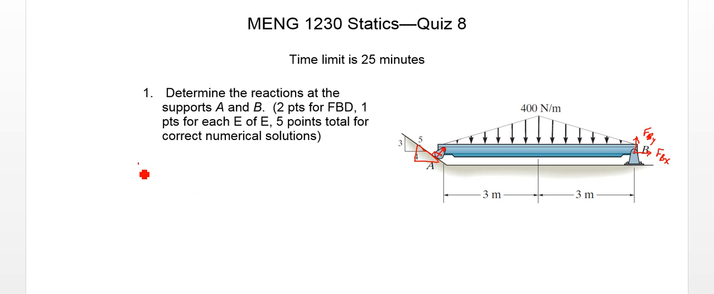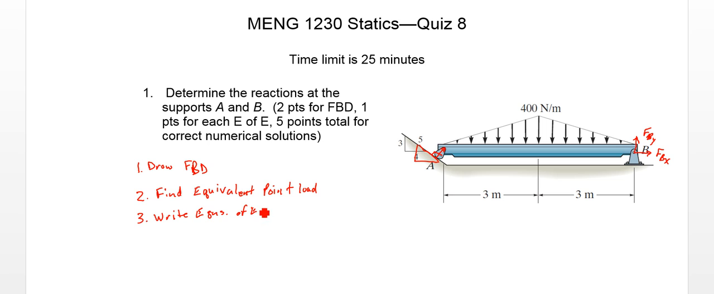So what's our approach? Step 1, draw a free body diagram, FBD. Step 2, find the equivalent point load. Step 3, we'll write equations of equilibrium. And then step 4, we'll solve for unknowns.